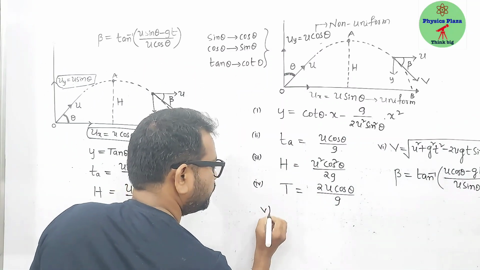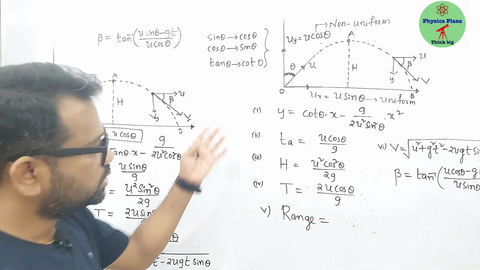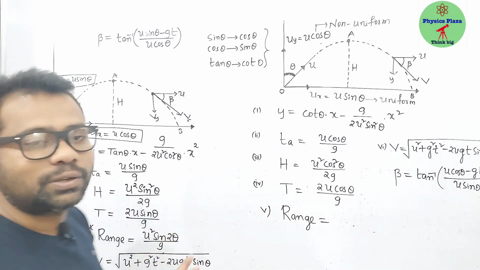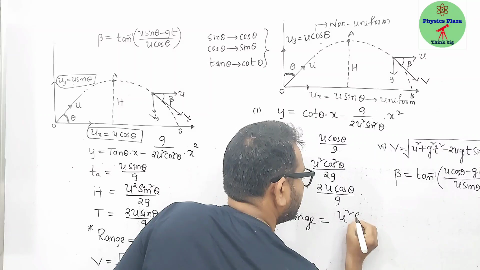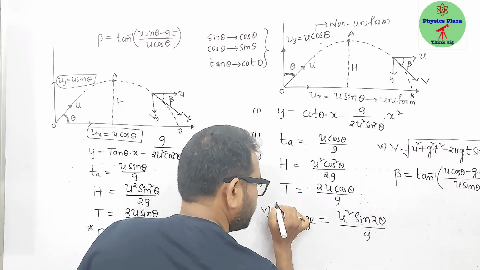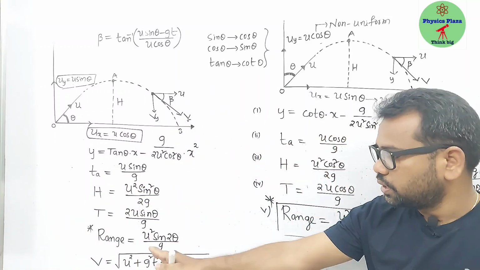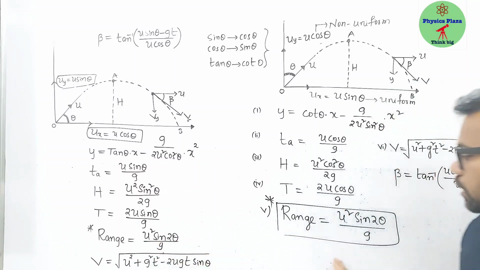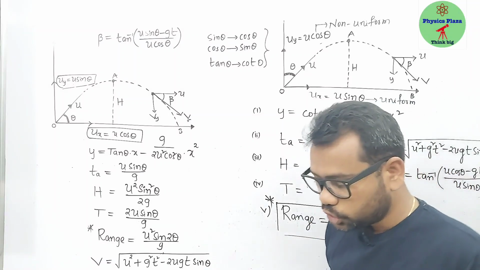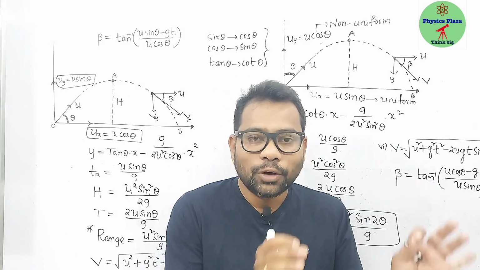And the range, the fifth one, is very important. When I say range, many students by default write range is equal to u square sin theta by g. No, that is wrong. It is going to be u square sin 2 theta by g. This is very important. Look at here. In this case, range is equal to u square sin 2 theta by g only. Here also, range is equal to u square sin 2 theta by g only. Means other than range, all parameters will get changed.